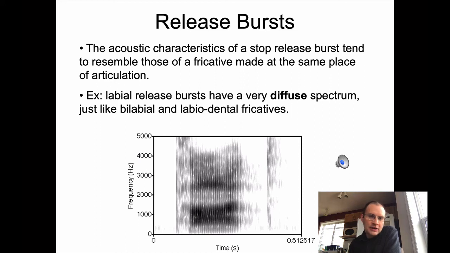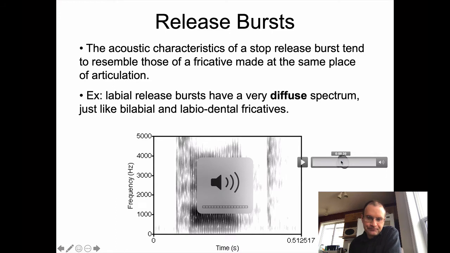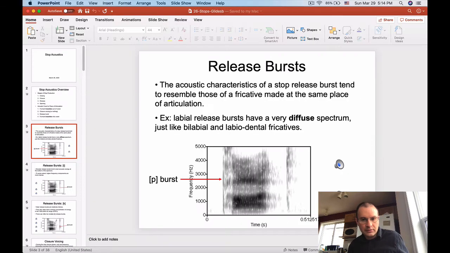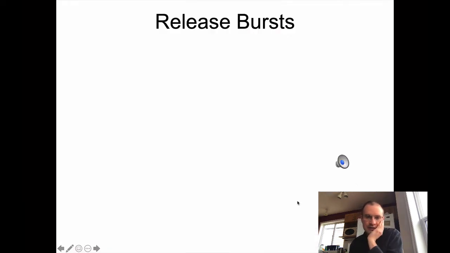I've got a sample here. I think this is me saying the word pot. I'm going to crank it up a little bit. Pot. Okay, so P-O-T, and the initial stop here is the P, and this is the release burst for the P, and I think I've got just the burst here. Maybe you can hear it. No, I'm going to have to go outside of this. Yeah, so that little P is the P burst, and you can see it in the spectrogram.